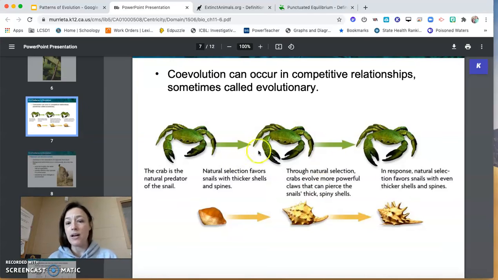If this crab had not had a mutation that gave it a bigger claw, then this relationship would have been broken. The crab would have had to go find something else to eat. And the snails would have taken over the world because there'd be too many of them. I'm just kidding. All right, so that's coevolution.